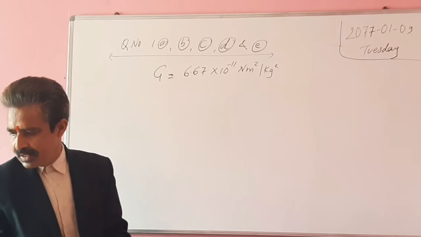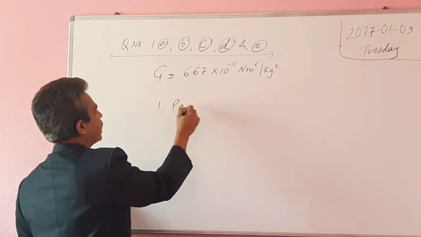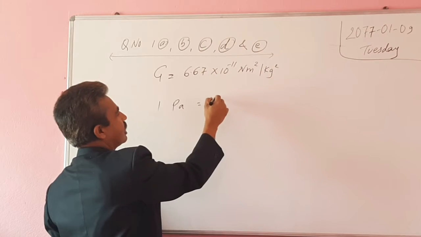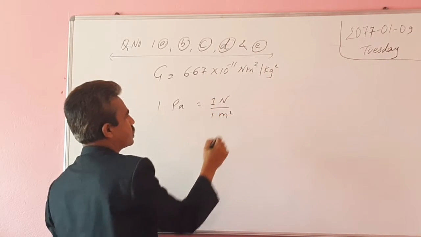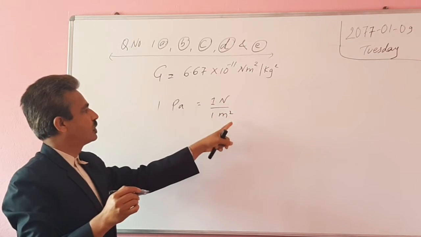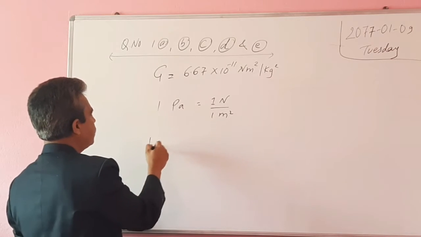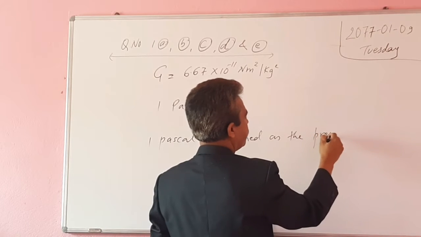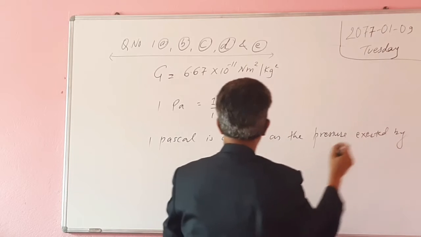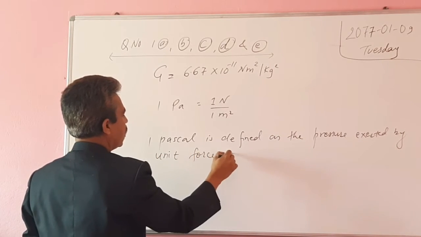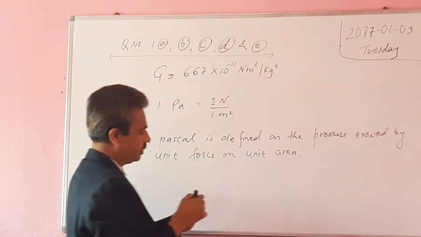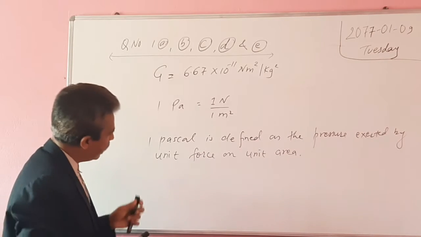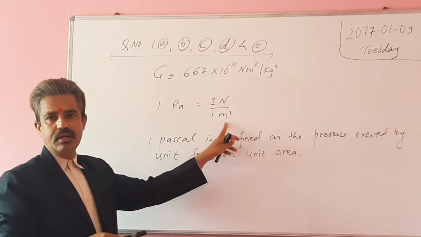Okay, next question is define 1 Pascal. You know, Pascal is the SI unit of pressure. Pressure is force per unit area, means 1 Newton by 1 meter square. First you have to remember 1 Pascal equals 1 Newton by 1 meter square. So 1 Pascal is defined as the pressure exerted by unit force on unit area. Very simple. While writing the answer, if you write 1 Pascal equals 1 Newton by 1 m square, that is more effective.